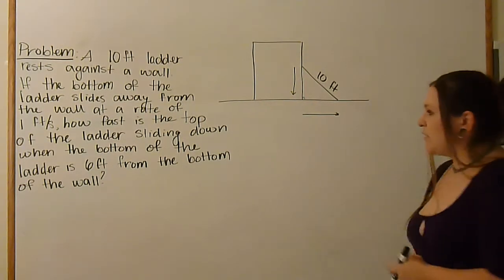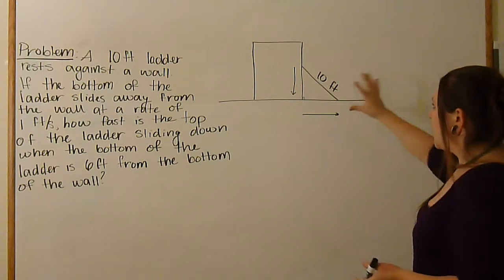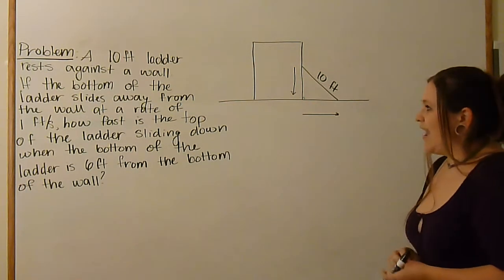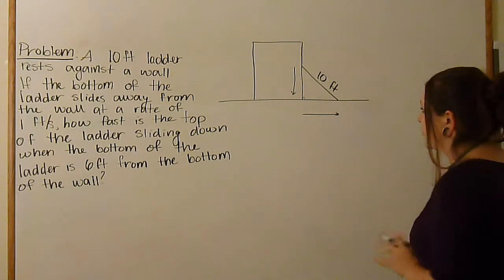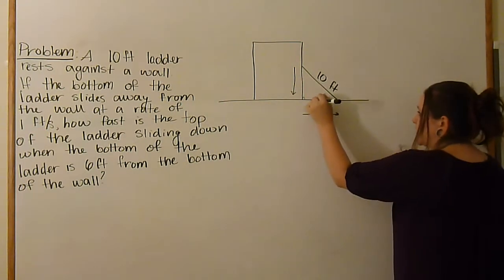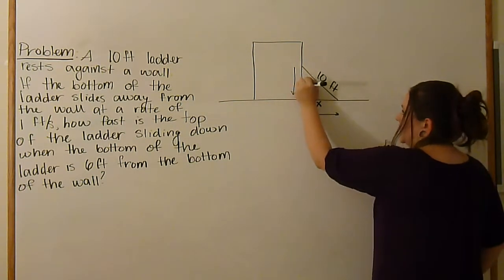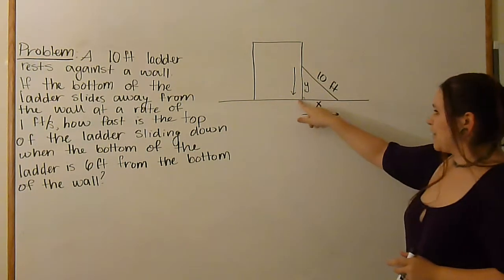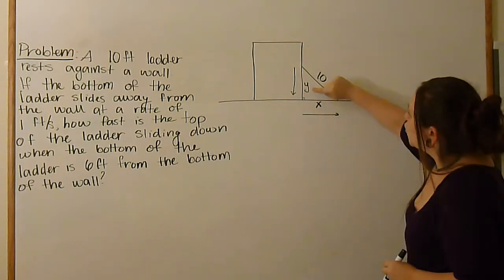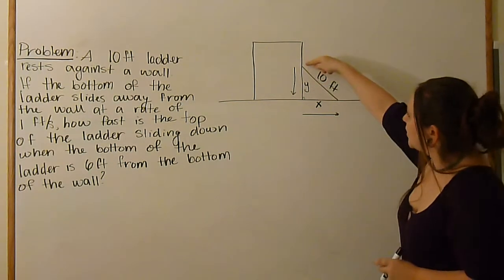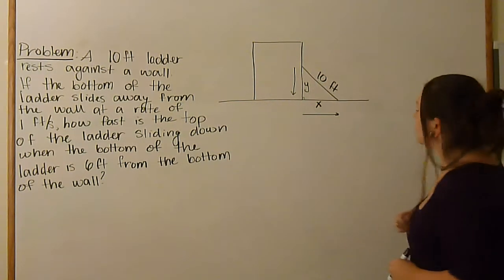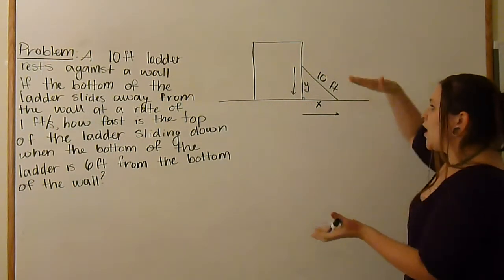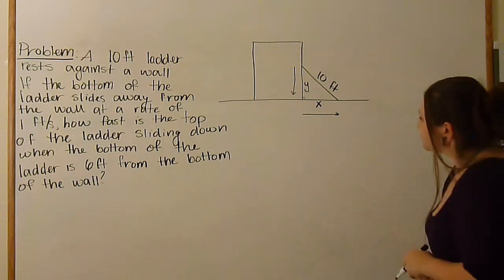So now that we have an idea of what we know, we need to label the rest of the sides, and we're going to have to give them variables. So let's call this x and this y. So x represents how far the bottom of the ladder is from the bottom of the wall, and y represents how far the top of the ladder is from the ground. Okay? So x is something that is increasing over time, and y is decreasing over time.